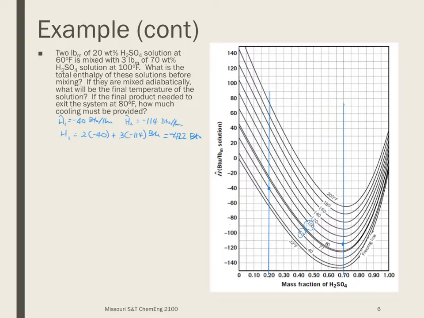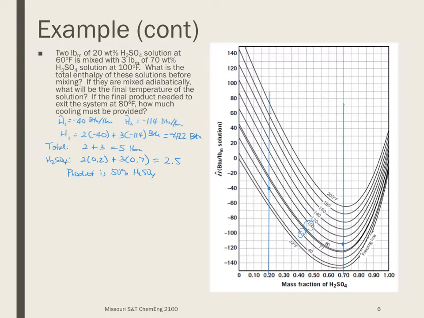Now I can also do a mass balance. So my material balance, if I do a total material balance, I have 2 plus 3 equals 5 pound mass of my final product. And if I do H2SO4, I have 2 times 0.2 plus 3 times 0.7 equals 2.5. And so my product is 50% H2SO4. Okay, so my product is going to be 50% H2SO4.